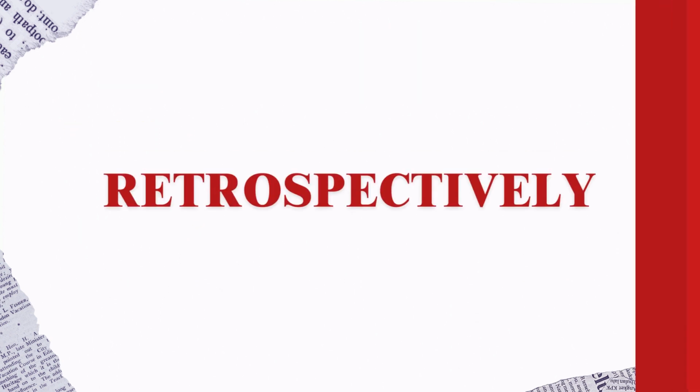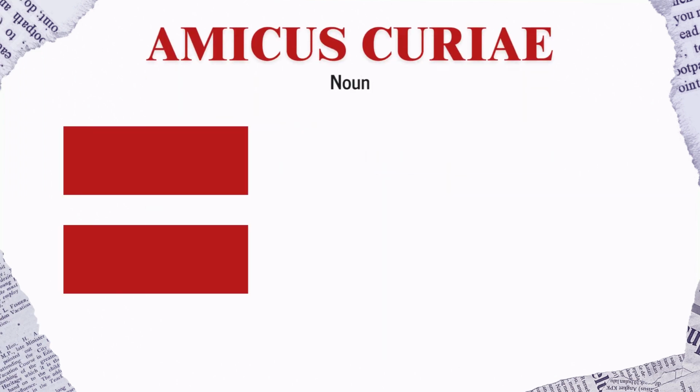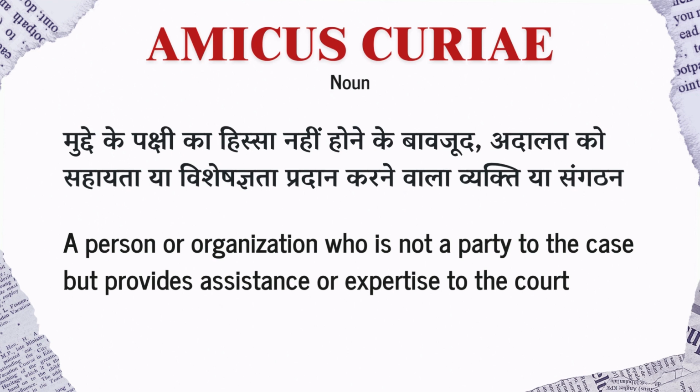Moving on, we have amicus curiae. It is a noun that refers to a person or organization who is not a party to the case but provides assistance or expertise to the court. In simpler words, it means someone who offers guidance or specialized knowledge to the court, even though they are not directly involved in the legal proceedings. It is a very important word.